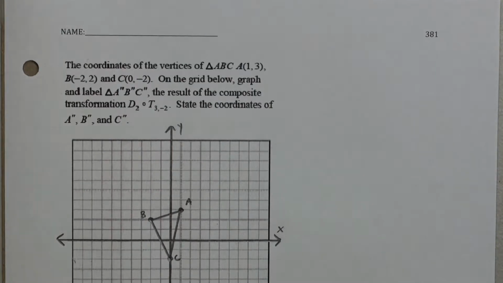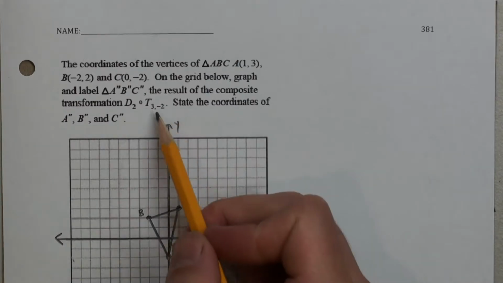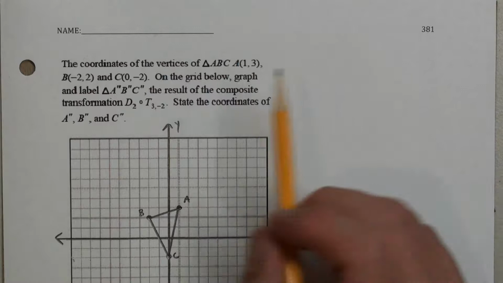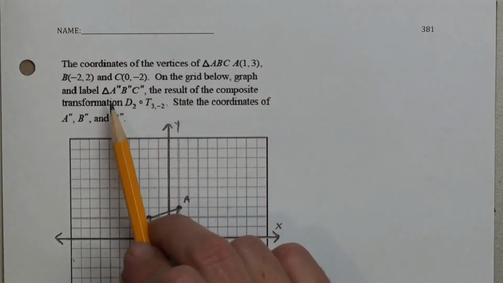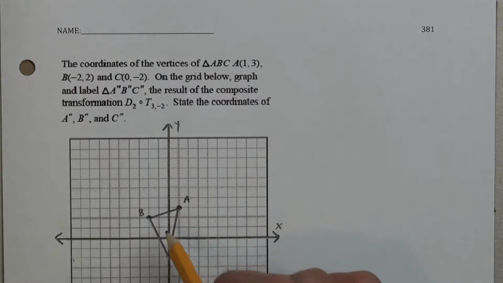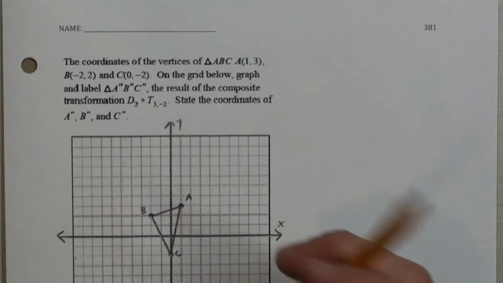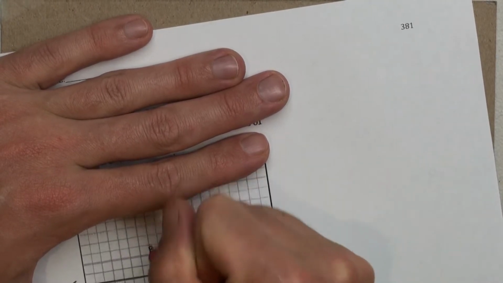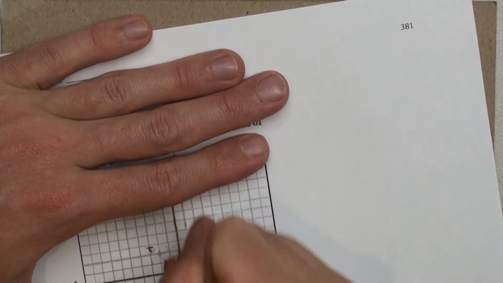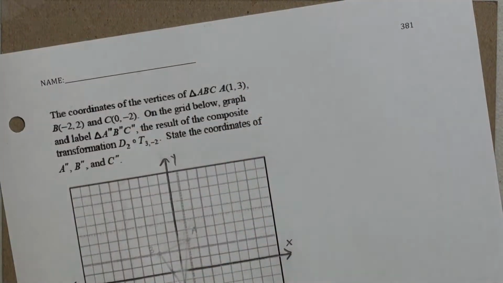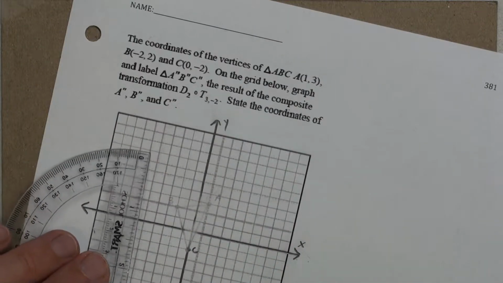So what we have to do is a translation of (3, -2) followed by a dilation. Actually, we didn't even have to graph that original one, we just have to graph the final one. So let's take that out. Let's not do anything more than we need to at this point, because that just leaves room for more mistakes as far as I'm concerned.